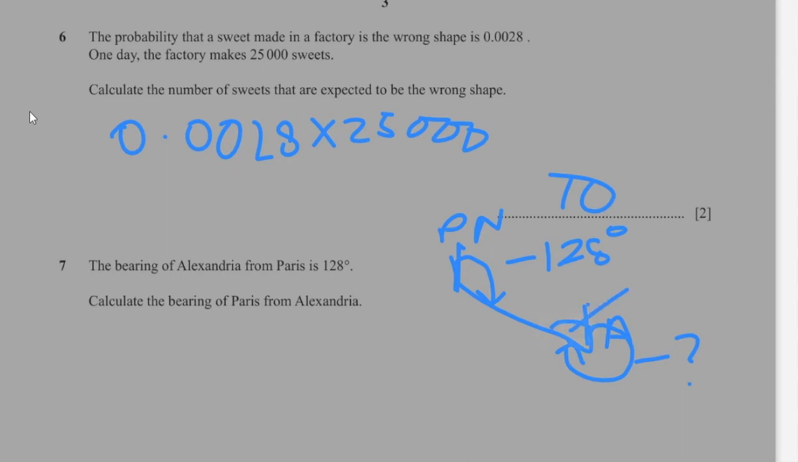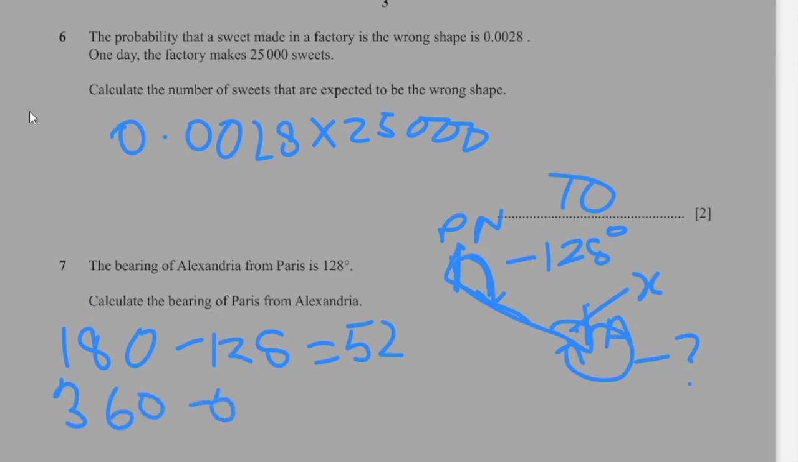To calculate this, we need to have this angle over here. Since this angle is an interior angle with this one, the answer of x, suppose over here, is going to be 180 degrees minus 128, which is 52. So the bearing of Paris from Alexandria is 360 minus 52, and that is 308 degrees.